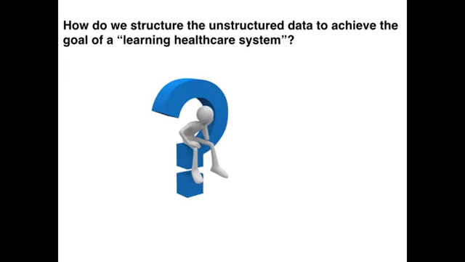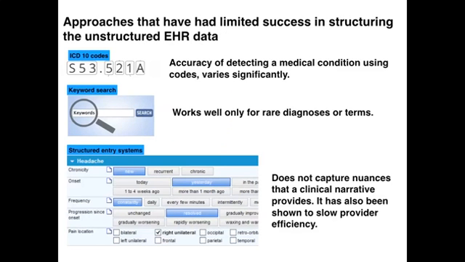And that brings us to the question, how do we structure the unstructured data to achieve the goal of a learning healthcare system? Some approaches that have been tried in the past in this regard have met with limited success. One of them is using ICD-10 diagnosis codes in detecting a medical condition. However, this has been shown to be very inconsistent in its accuracy. Keyword searches within the electronic health record is another approach, but it works well only if the terms being searched are infrequently used, like rare diagnoses.